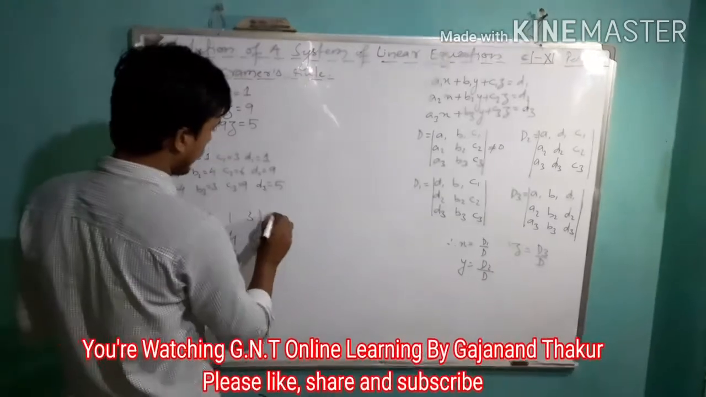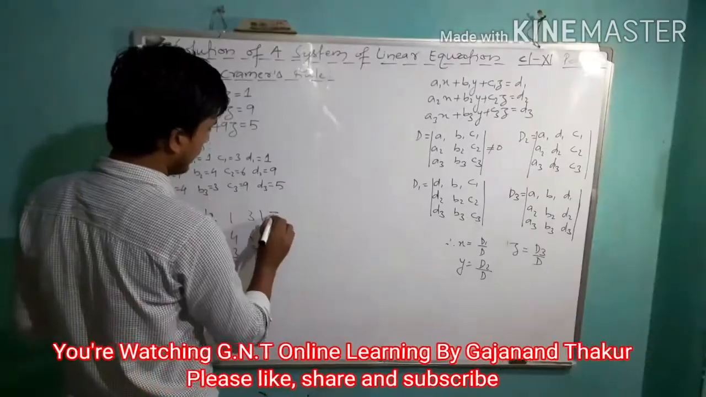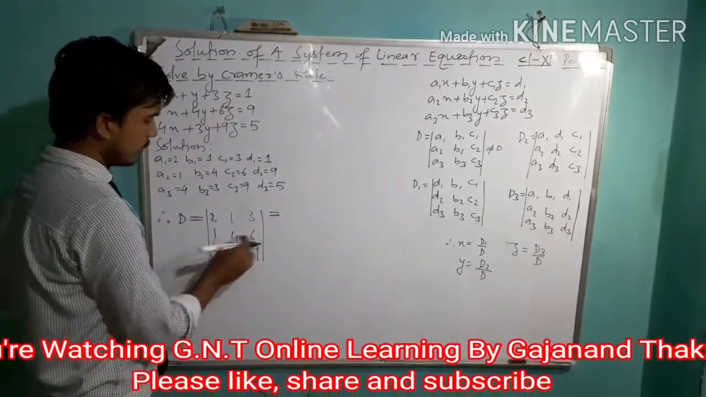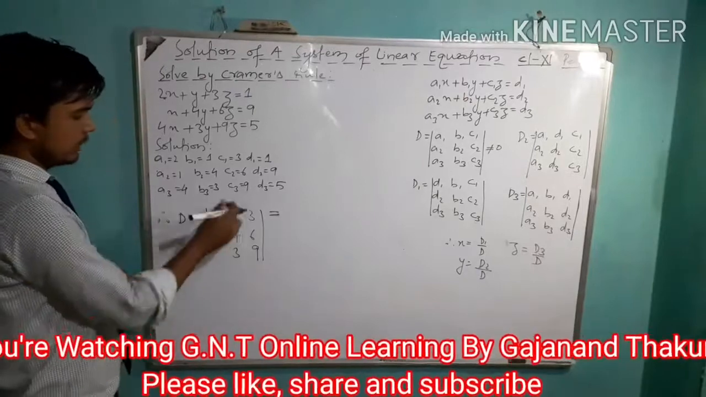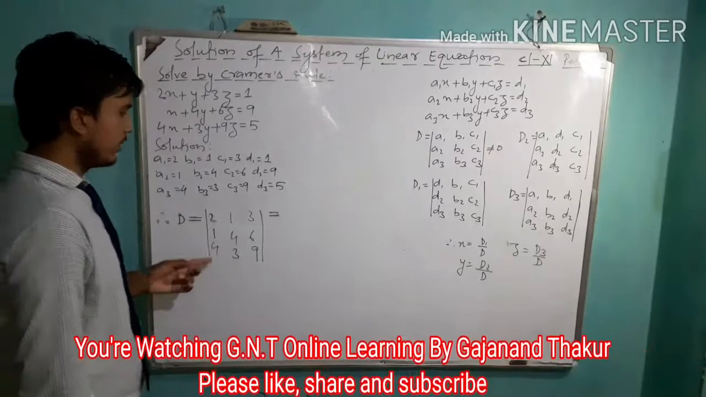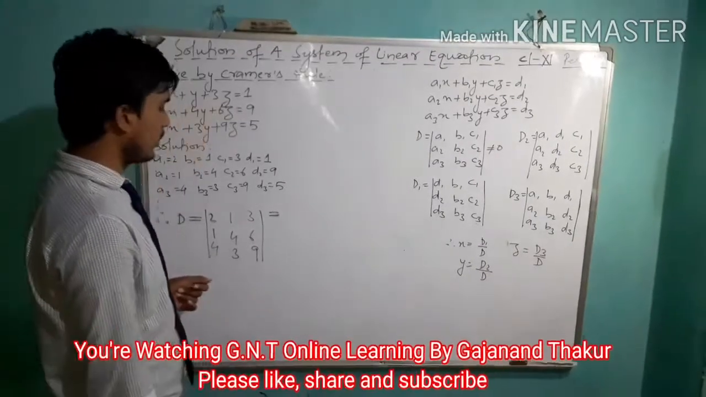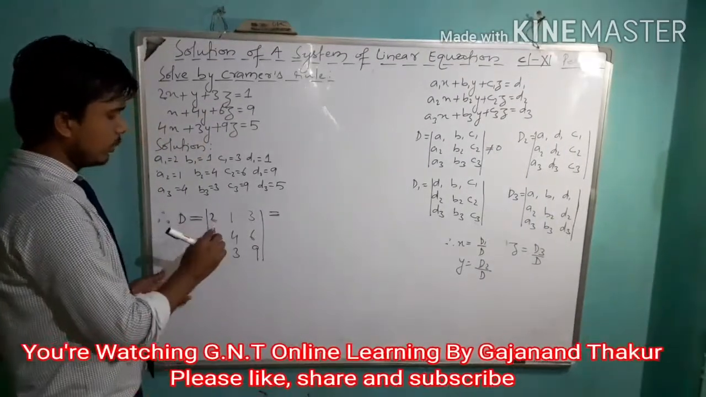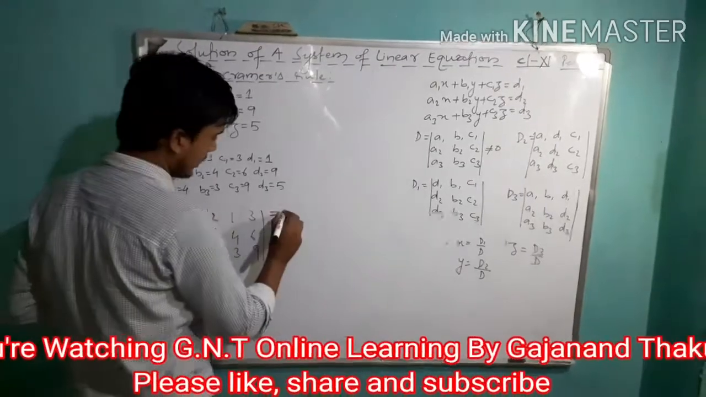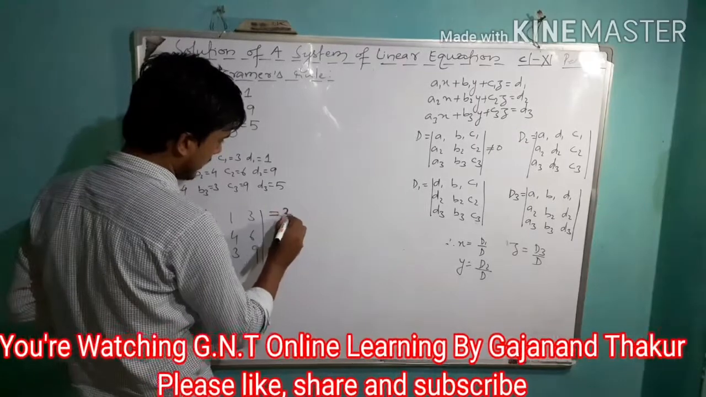So how do we find it? Here we have 1, 2, 3 rows and 1, 2, 3 columns. So this is of order 3 into 3, with 3 rows and 3 columns. We'll find the value with the help of the first row, right? So we take this 2 here.